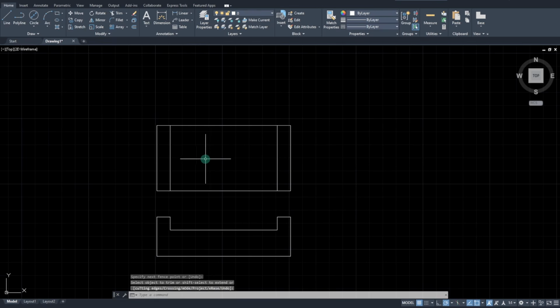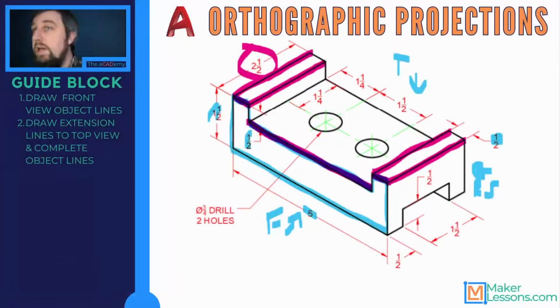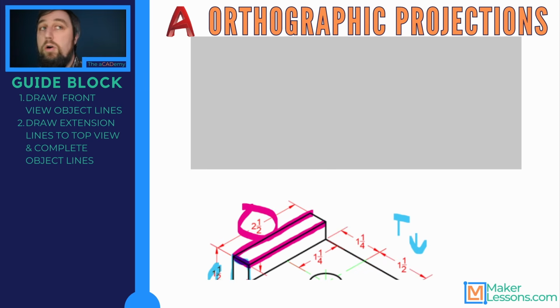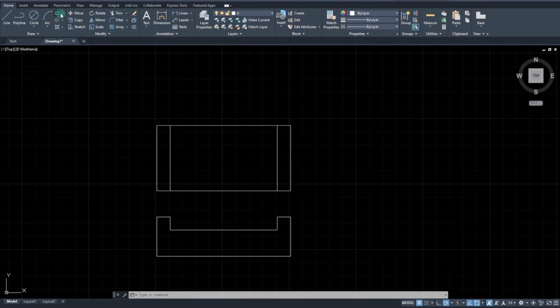The only object lines left to draw for the top view are the circles, the drill hole circles. So looking at our drawing here, it tells us down here that our drill holes have a diameter of 3/4, both of them the same, and drill hole means it's going straight through, which we'll worry about when we're looking at the hidden lines. But right now, all we need to do is draw our circles on the top here.